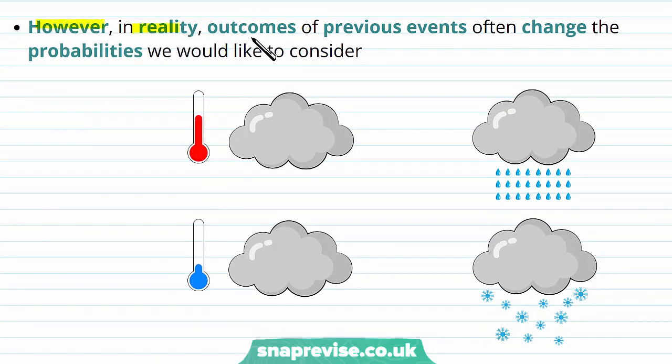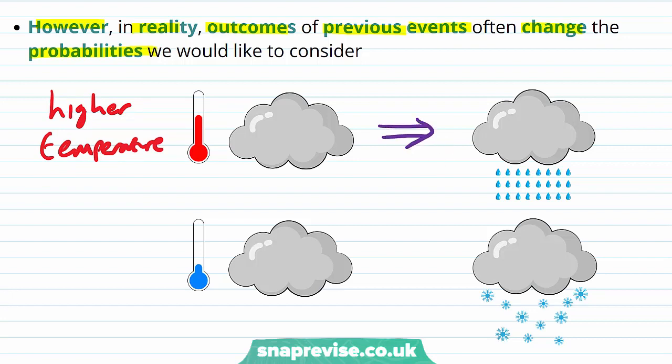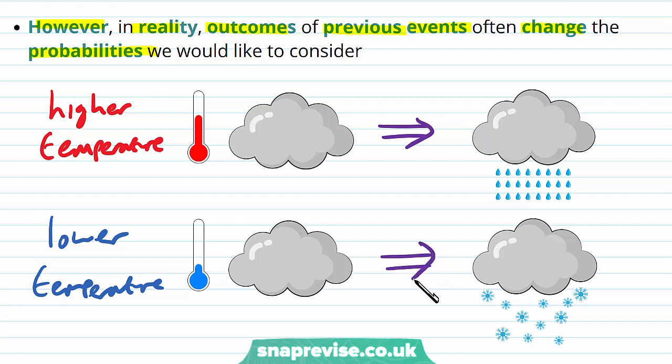However, in reality, outcomes of previous events often change the probabilities we would like to consider. Let's say that previously there's been a period of higher temperature, and then we have the event going from cloudy to raining with our weather, or let's say we had a period of lower temperature, and then our weather going from cloudy to snowing is another event. We can see that the temperature that we previously had affected the probability of having rain or snow afterwards. The temperature affects the weather, and hence those two events are not independent.